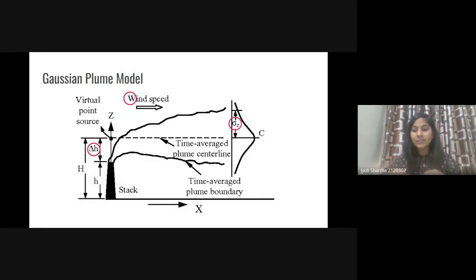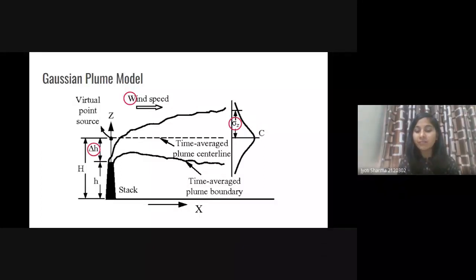So whenever it is dispersing, we call it the standard deviation. So standard deviation in the horizontal direction and in the y direction, and we also have to calculate it. So we have three terminologies here: the wind speed at that height, the stack height or the effective height that we have to calculate, and the standard deviation in horizontal as well as the vertical.